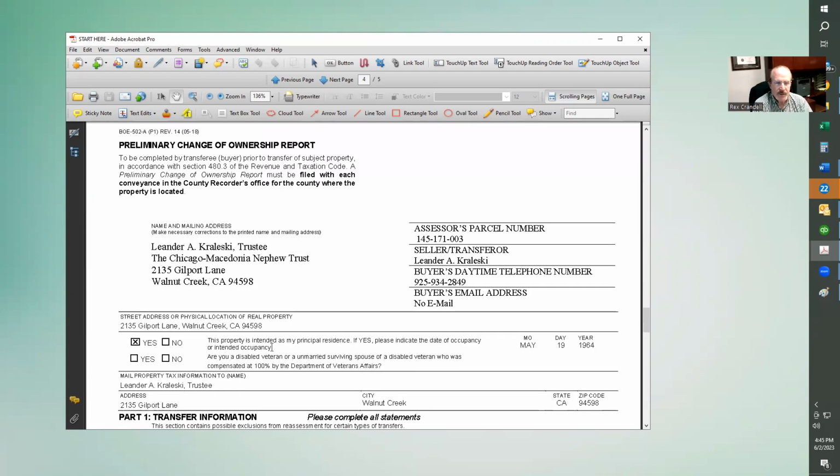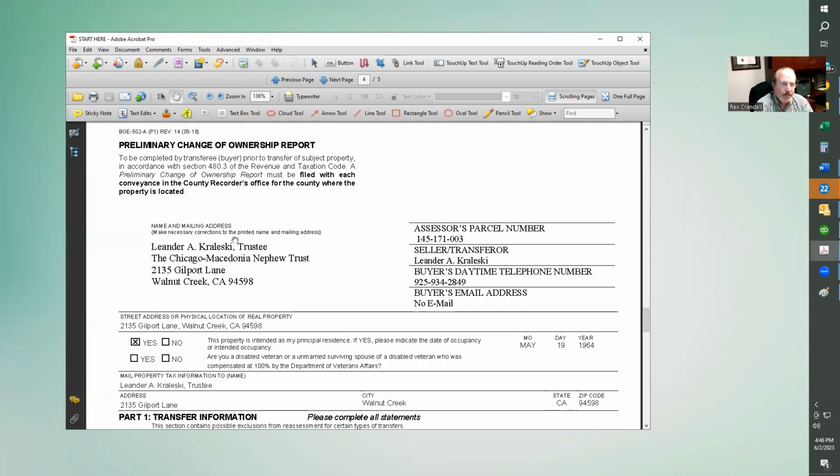And then in order to get your document recorded with the county, you have to prepare and file what's called a preliminary change of ownership report. In this case, the form number is California Board of Equalization, Form 502A, as in Alpha. And what this does, it asks you a bunch of questions about the deed. And if you try to record a deed without this, you'll get a $20 fine. So nobody does it that way.